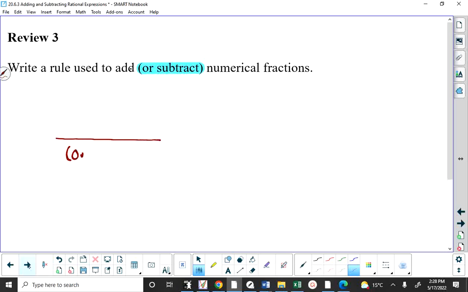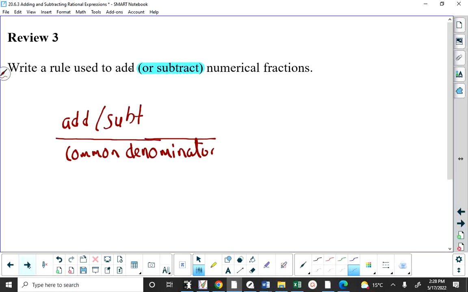You need a common denominator, and you add or subtract the numerators. I don't want to spend a lot of time writing out words. That's the bottom line. Each fraction has to have the same denominator, and your answer will be a single fraction with that common denominator, and the numerator is going to be whatever the sum and difference of all of the numerators is. It's different than multiplying.